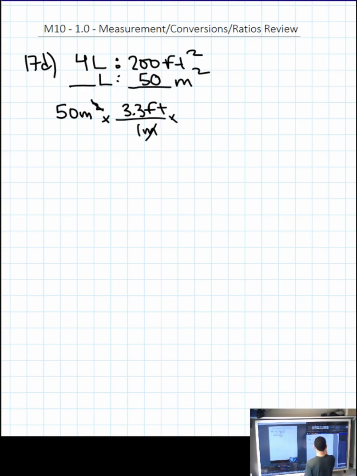Cross off our meters and only our squared. Then we're going to times by the unit conversion factor again. This time we can cross off meters and meters. We're left with feet times feet, which is feet squared. And 50 times 3.3 times 3.3 is equal to 544.5 feet squared.